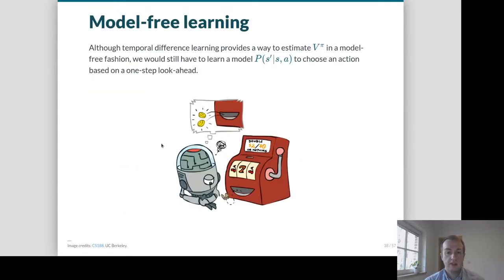Second way to do that is to go for a model-free approach, and so we can adapt temporal difference estimation to actually learn an optimal policy. So one thing you may have noticed is that although temporal difference learning provides a way to estimate the v value for a policy pi, and it does that in a model-free fashion, we would still have to learn a transition model, P of S prime given S and A, to choose an action if we were to base this policy on a one-step look ahead, for example, in order to improve that policy.